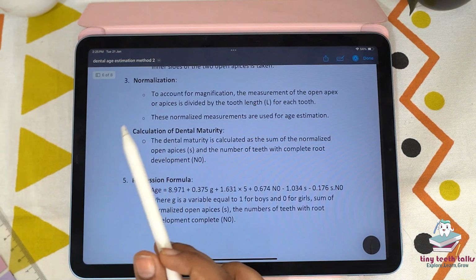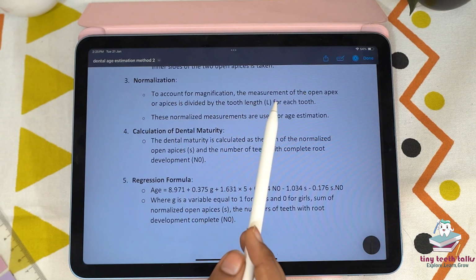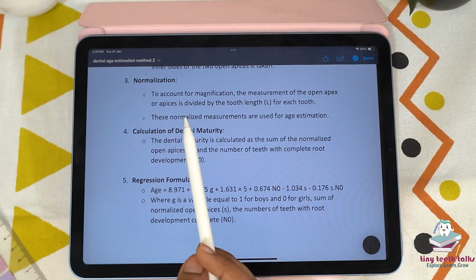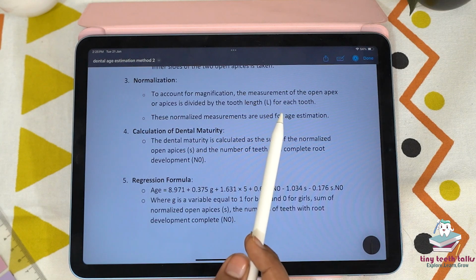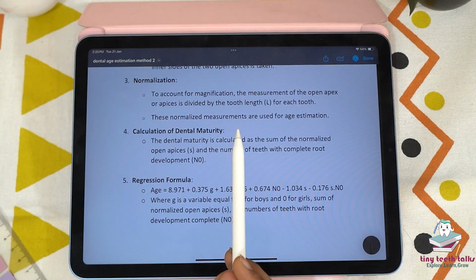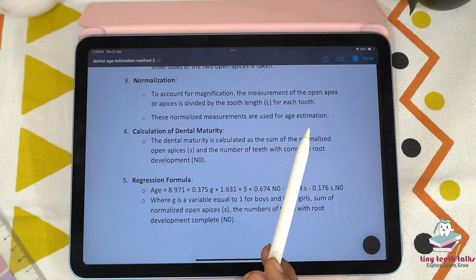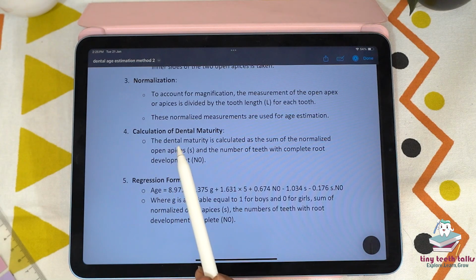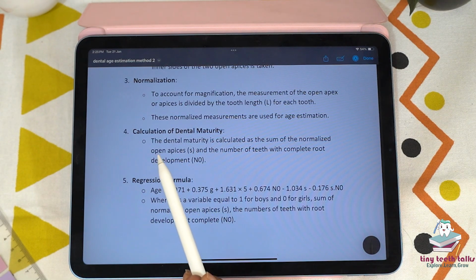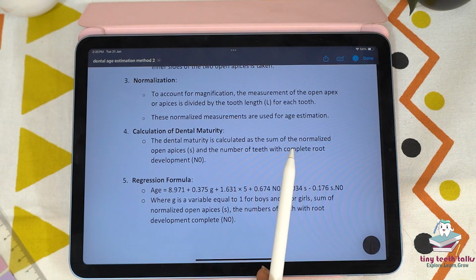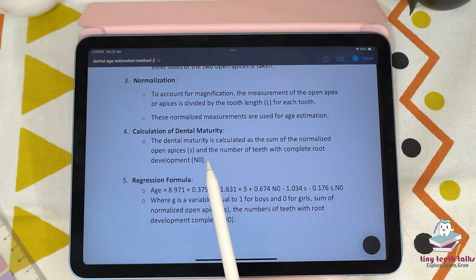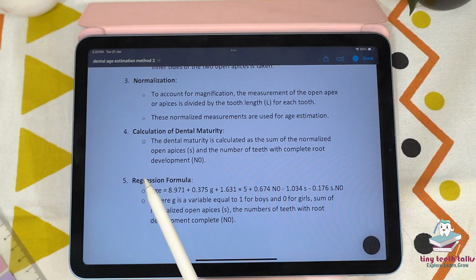Normalization. To account for magnification, the measurement of the open apex or apices is divided by the tooth length for each tooth. These normalized measurements are used for the age estimation. Calculation of dental maturity. The dental maturity is calculated as the sum of the normalized open apices and the number of teeth with complete root development.